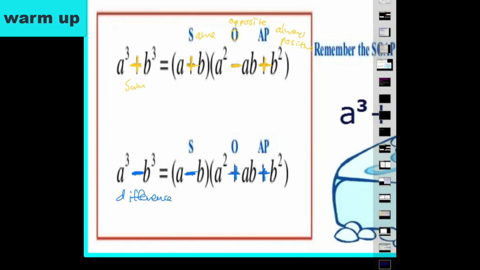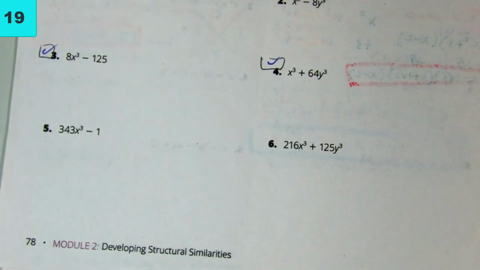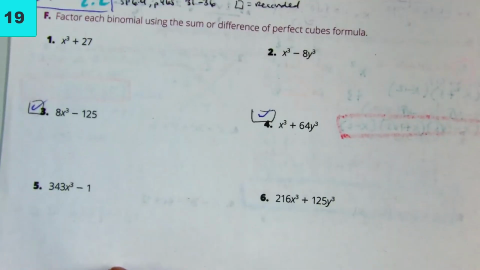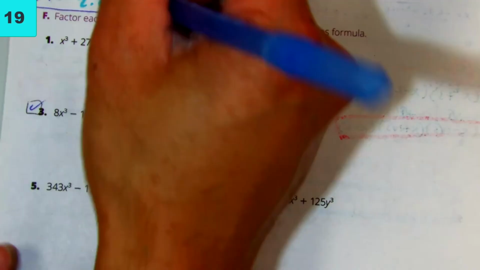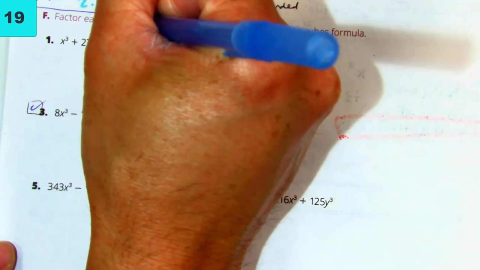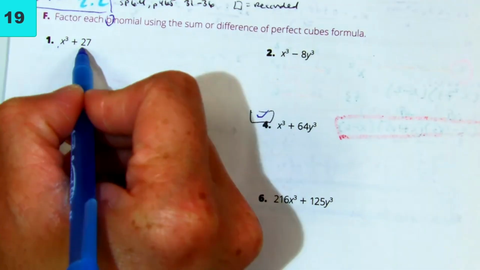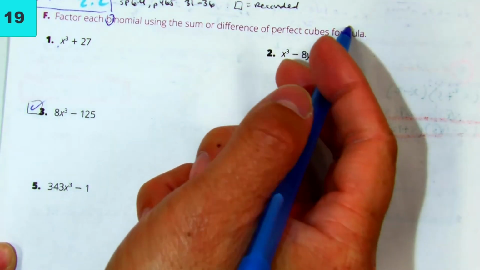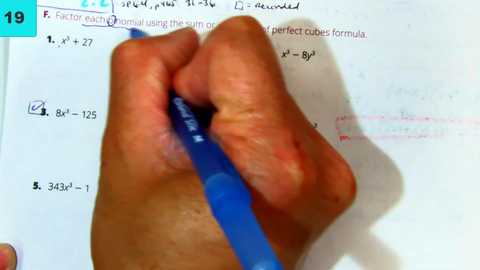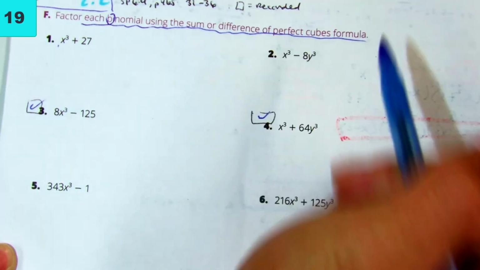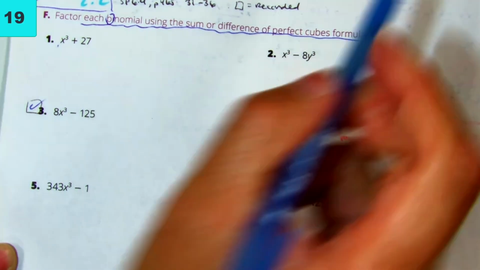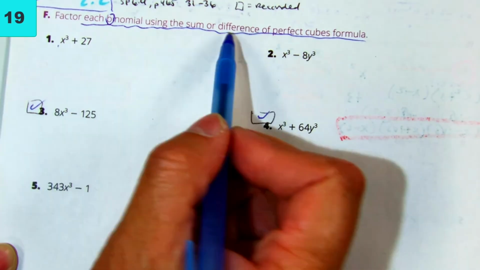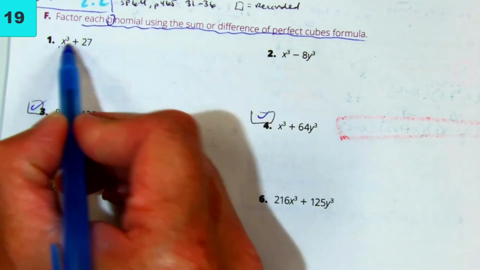All right, let's try some examples. All right, so it says factor each binomial. Bi means how many? 2. 1, 2. Using the sum and difference of perfect cubes. Now, remember, all of this stuff, I'm not going to tell you on your quiz or test. So how do you know to do this specific part where you do sum and difference of cubes? Well, you count. There's 1, 2.